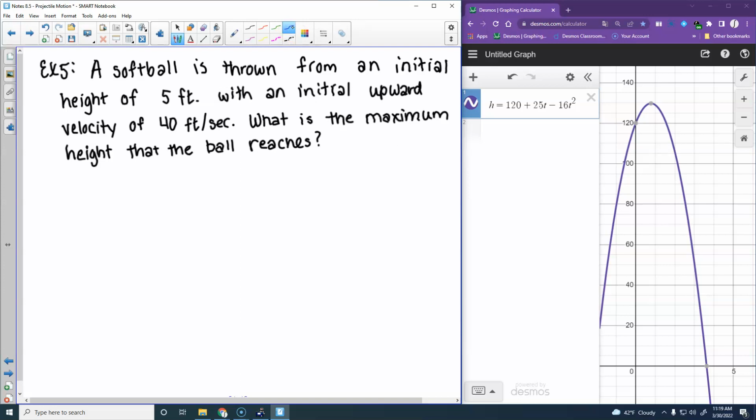All right, so this is a different question. All four of those first ones were asking us for when we hit the ground, right? So when you're looking for when you hit the ground, you're looking for that x-intercept. But this one says the softball is thrown from an initial height of 5 feet with an initial upward velocity of 40 feet per second. What is the maximum height the ball reaches? So this is not asking for the same part of our graph, right? This one's going to ask for that maximum point, which is going to be up here, which we haven't changed the equation yet, so we need to do that.